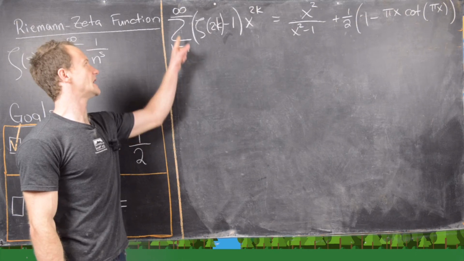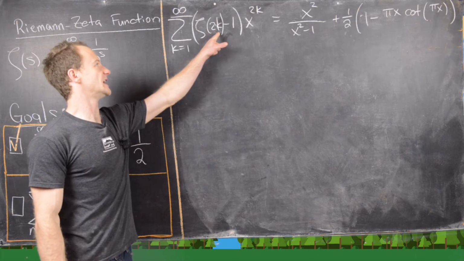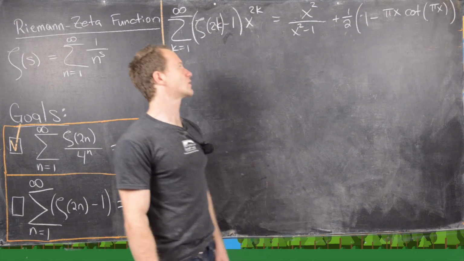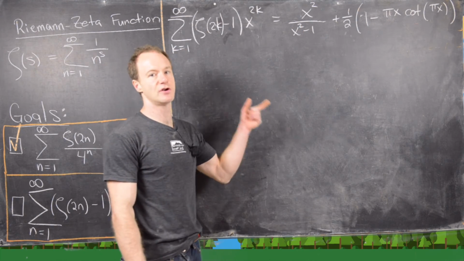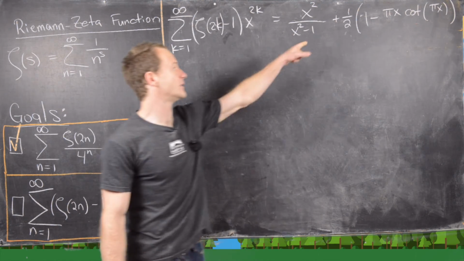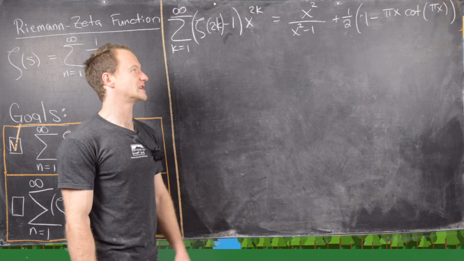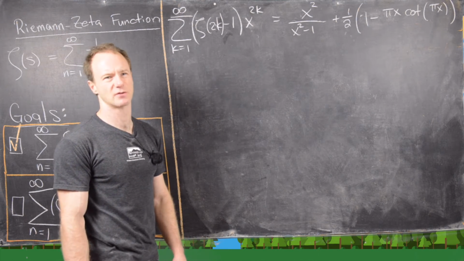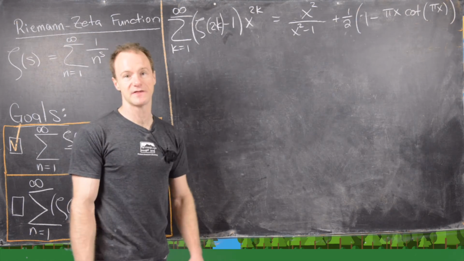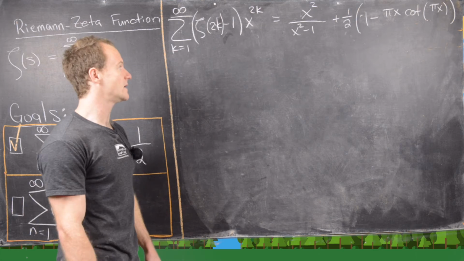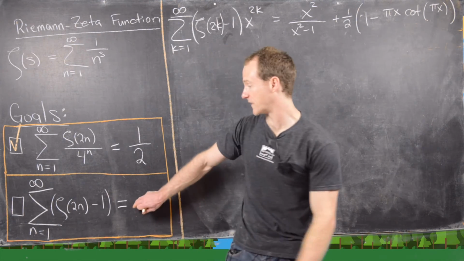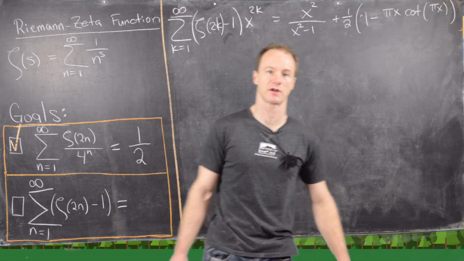So we have the sum k equals 1 to infinity of zeta of 2k minus 1 times x to the 2k is equal to this. So we have x squared over x squared minus 1. So notice I brought the minus sign in and just switched around the denominator. And then we have plus this 1/2 times 1 minus pi x cotangent pi x term, which we had from before. So now the next thing that I want to do is evaluate this at x equals 1, but notice evaluating it at x equals 1 on the left-hand side is perfect. That'll give us our sum identity that we're looking for.